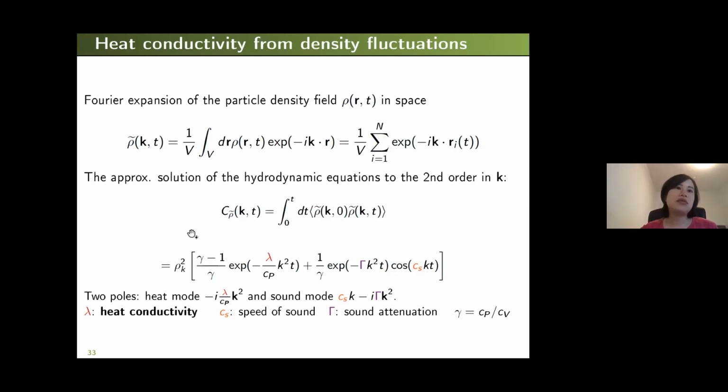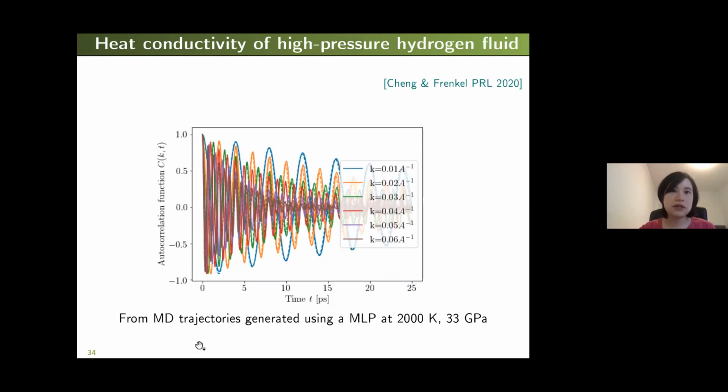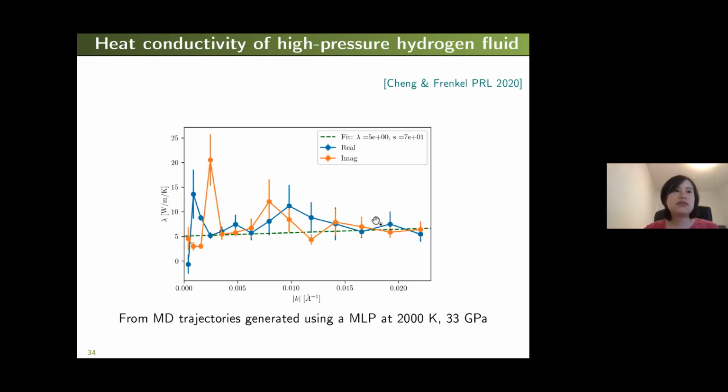This means that we can compute this autocorrelation function of the density wave and then fit it to the hydrodynamic equation in order to obtain the heat conductivity. So this is what we did. You can see the dashed line and the solid line. One of them is the simulation data, the autocorrelation function, and the other is from the fit, and they are hardly distinguishable. From that, we are able to compute this lambda, which is the heat conductivity at a different wave vector. One can then extrapolate to k equal to 0, which gives us the macroscopic heat conductivity that we were after.